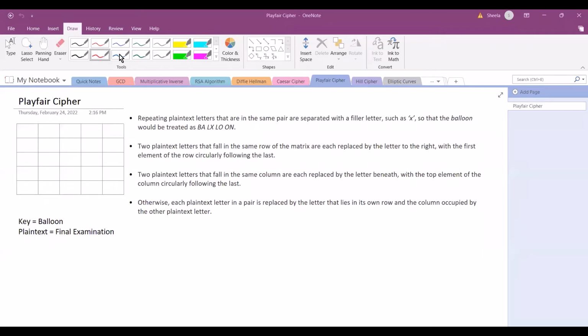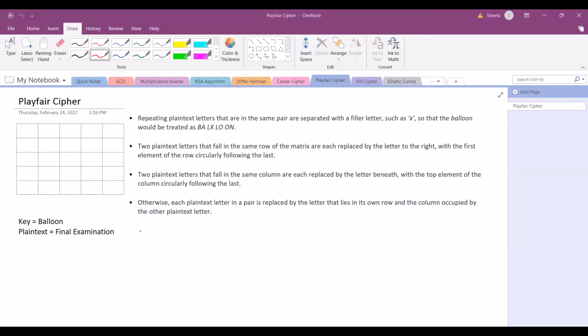Hello everyone. Today let us consider the Playfair cipher. When we consider the Playfair cipher, we are going to follow these 4 rules. Before considering these 4 rules, the message will be represented as digrams. A digram is nothing but a set of 2 alphabets.